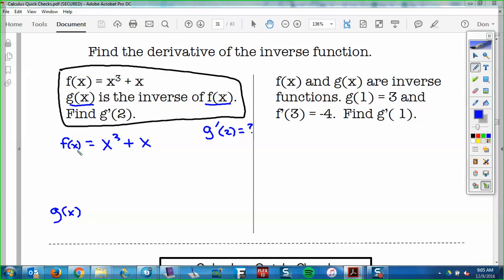The problem is it's not going to be f prime of 2. Let's do f prime of x here real quick. f prime of x is 3x squared plus 1. We can't just do the reciprocal of that. That doesn't work either. Okay? We want to find g prime of 2. So the tendency is to put a 2 in here for f prime. Well, why can't we do that?